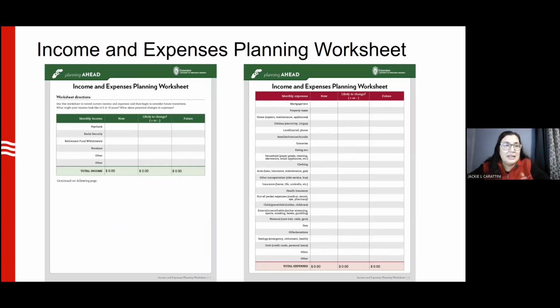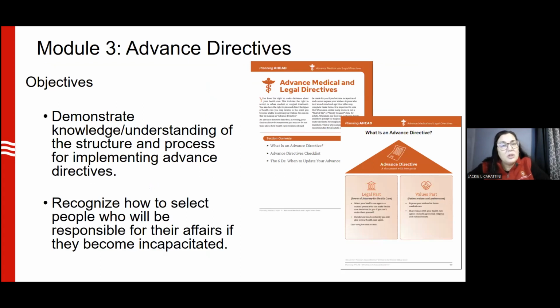Additionally, this is just an example of what those expense worksheets look like. Again, they were changed a little bit to make them a little bit clearer through some of our edits. Module 3 is advanced directives. During this one, we do talk about advanced medical and legal directives, mostly about medical advanced directives.